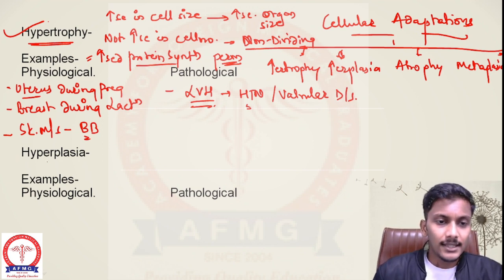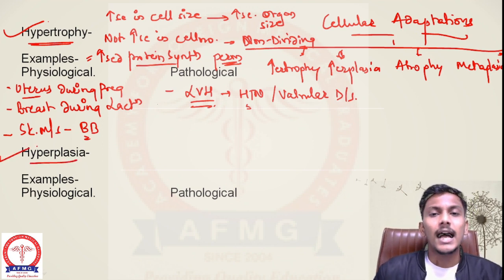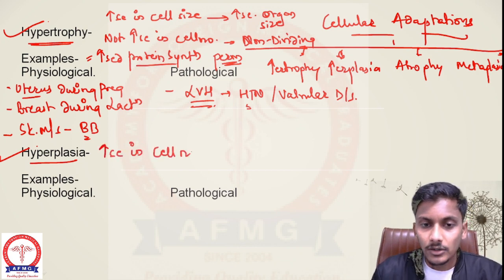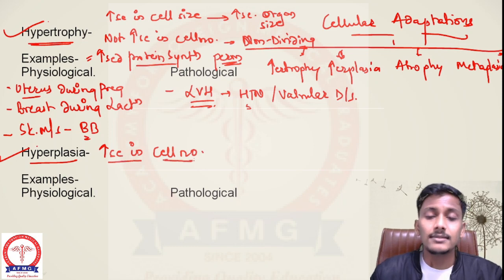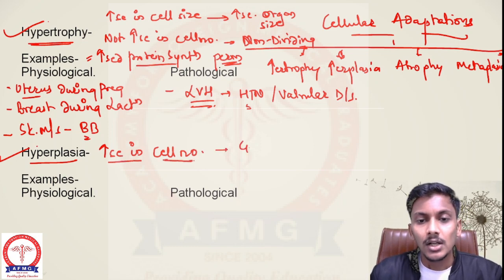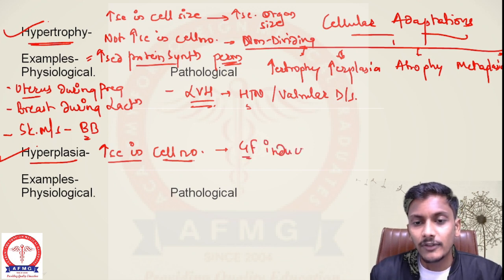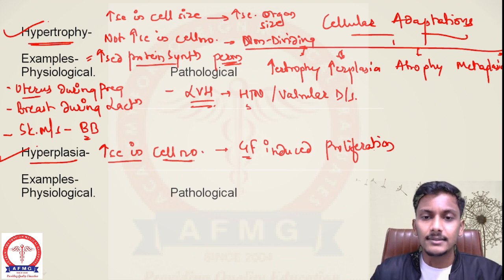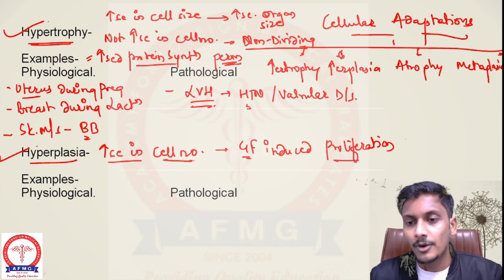Moving on to our next cellular adaptation, and that is hyperplasia. So what happens in hyperplasia? There is increase in cell number. So please remember, in hyperplasia there is increase in cell number. The mechanism for hyperplasia is growth factor induced proliferation. So proliferation is happening, meaning cell division is happening. So please remember, in hyperplasia there is increase in cell number due to growth factor induced proliferation, and proliferation is only possible in which kind of cells?